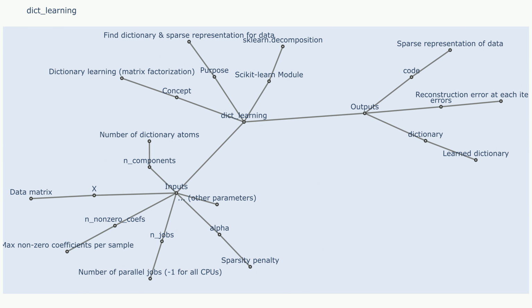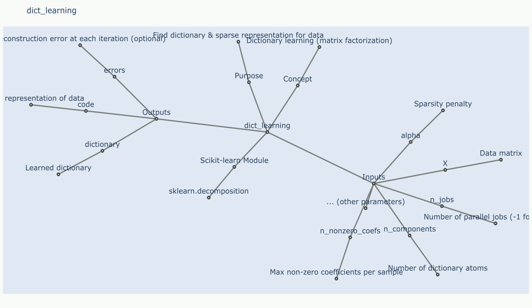especially for large datasets and high-dimensional data. Tuning parameters. Finding optimal hyperparameter settings like n_components and alpha often requires experimentation and cross-validation. Interpretability. While dictionary learning can reveal underlying structures, interpreting the learned dictionary elements may not always be straightforward.